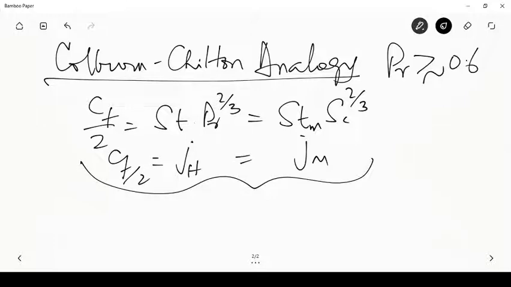So the moment I have the fluid flow solution and I know the Reynolds number and Prandtl number, from this expression or this expression I should be able to get the heat transfer coefficient or the mass transfer coefficient.